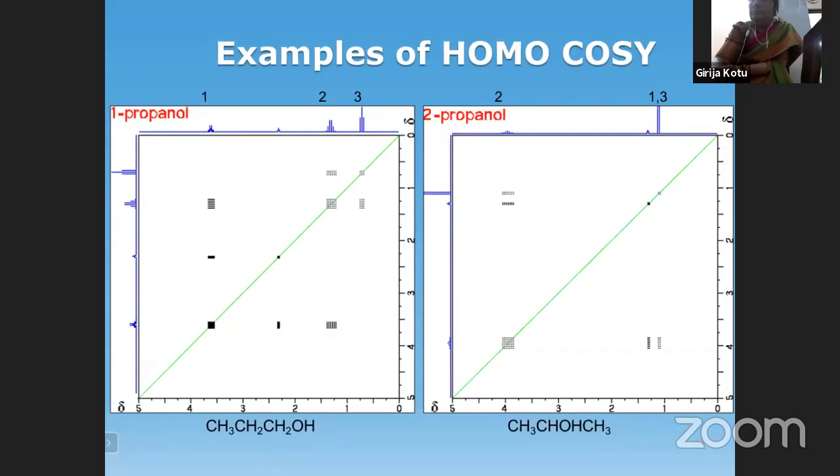You will understand more clearly when you look at the example. I have taken two isomers here, one propanol and two propanol. So you will clearly understand here. On both the axes, let us first consider the one propanol example. So one propanol homo COSY means it is only proton NMR. On the x-axis, it is proton NMR. On the y-axis, also it is proton NMR. Only in the matrix, that is inside the box, we are referring to 2D NMR. So one propanol, 1, 2, 3. There are three different kinds of protons along with hydroxyl.